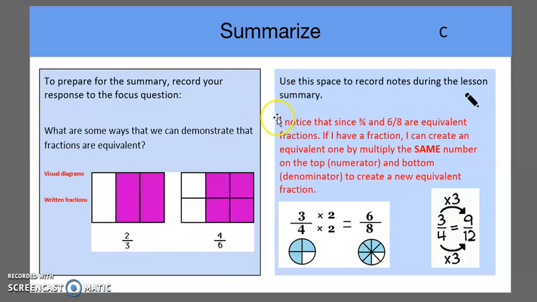And here are some notes for yourself. I noticed that since 3/4 and 6/8 are equivalent fractions, if I have a fraction, I can create an equivalent one by multiplying the same number on the top, the numerator, and bottom, denominator, to create a new equivalent fraction. So in this example, we multiply 2 on the top and bottom from 3/4 to get 6/8. And in this example, from 3/4, we multiply 3 and 3, and we get 9/12.